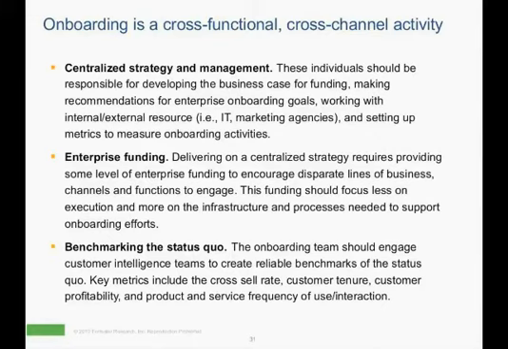So working with customer intelligence teams to understand things like cross-sell rates of existing customers, customer tenure, customer profitability. We have to understand where we need to get new customers to get them to stay, to get them to be more profitable. That comes from benchmarking.